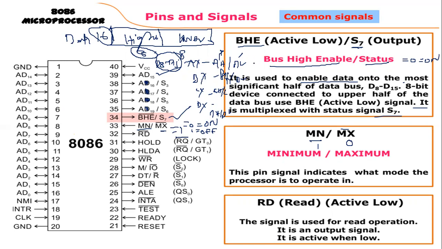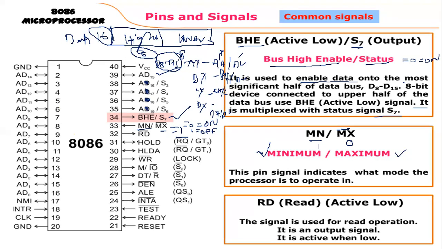So these are some signals: BHE and S7, as well as MN and MX. The microprocessor works in two different modes, maximum mode as well as minimum mode. When it works as a minimum mode, MN is equal to 1, nothing but set. Then MX bar equal to 0 will work as a maximum mode.